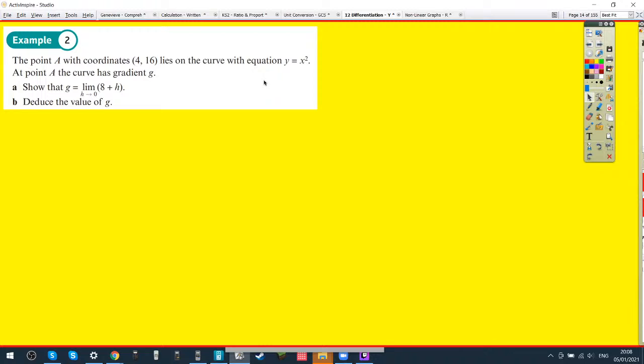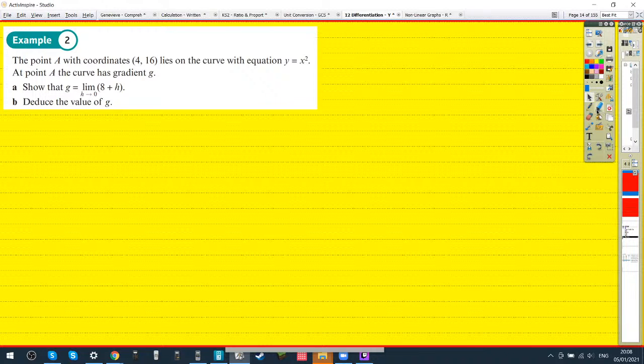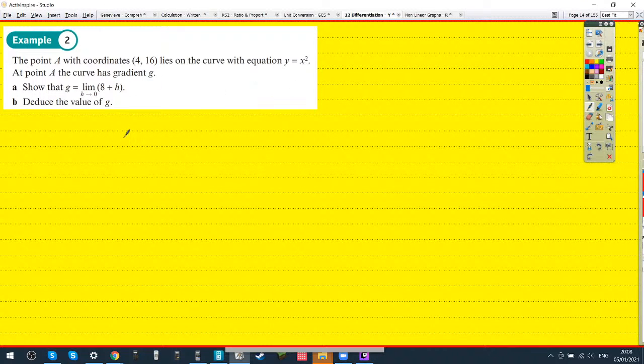Okay. So for this one, we can use some numbers. Yeah. One point is (4, 16). Another point is 4 plus h, so 4 plus a little tiny bit extra. And the other part will be 4 plus h squared. So it's like y equals x squared. So I'll just write the other one as 4 squared. Okay. Gradient.